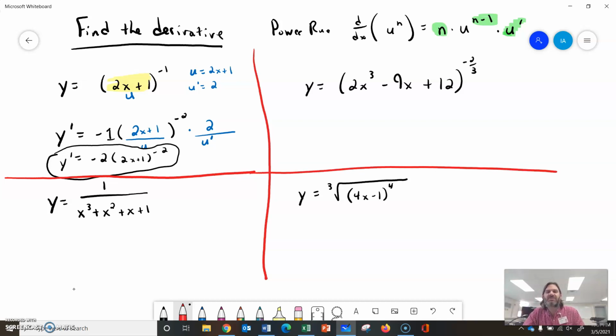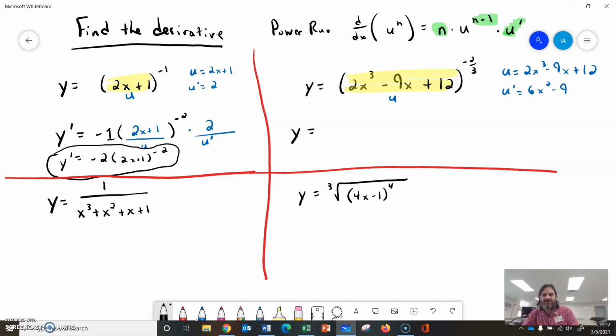It's y equals the quantity of 2x cubed minus 9x plus 12, and that's raised to the negative 2/3. So in that case, once again, there's something inside there that we'll just call u. And if u is 2x cubed minus 9x plus 12, then the u prime will be 6x squared minus 9. So I'm just going to jump to the derivative. It would be y prime equals.